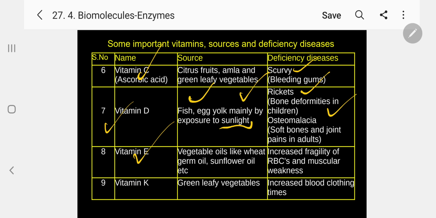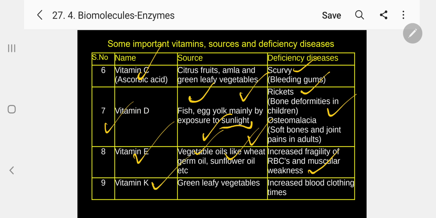Vitamin E, largely present in vegetable oils like wheat germ oil, sunflower oil, etc. The increased fragility of RBCs and muscular weakness is due to a deficiency of vitamin E.